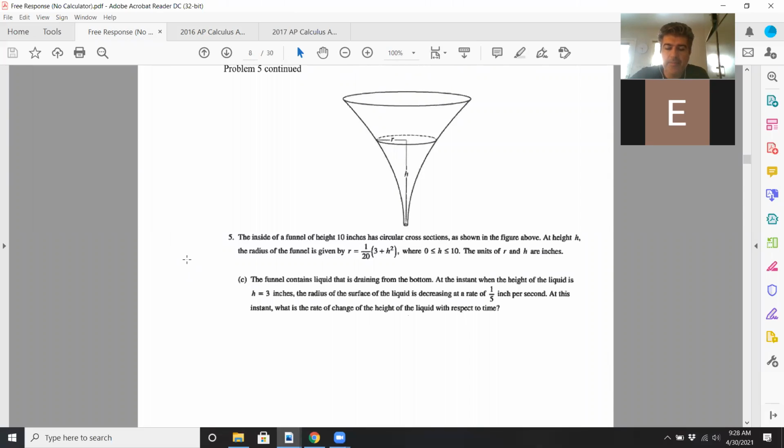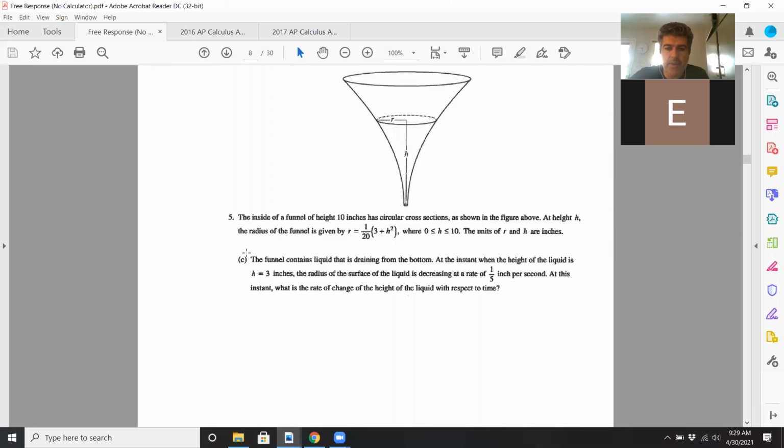So here, it's a related rates problem. They want to know at what rate the height is changing. Well, you already have this formula here, right? So just take the derivative of both sides with respect to t. So dr/dt equals 1/20th.